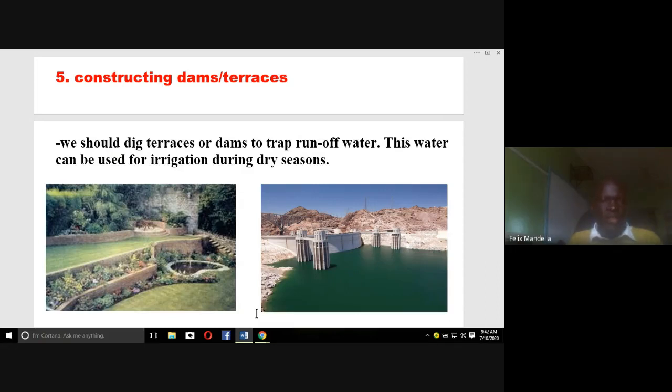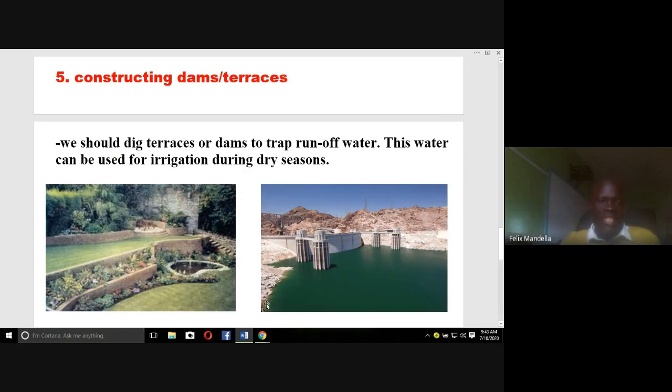During the rainy season, they dig dams and terraces, some holes, where the water collects. They channel the water into those dams and collect it. When it is dry season, they use this water, pumping it into their farms to help them water their crops. So this is a method of conserving water.